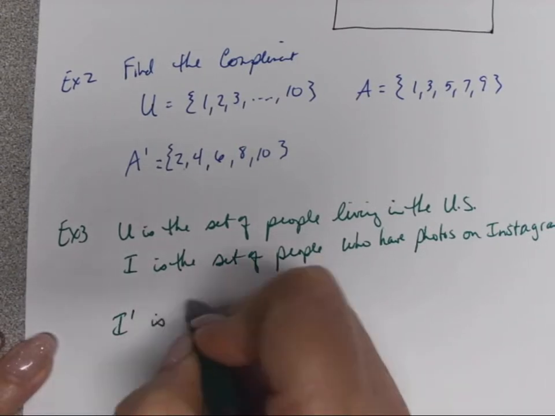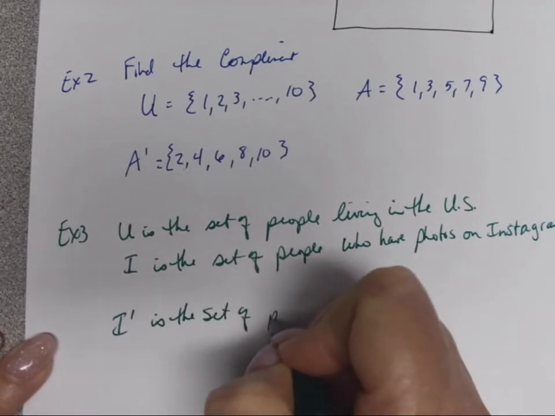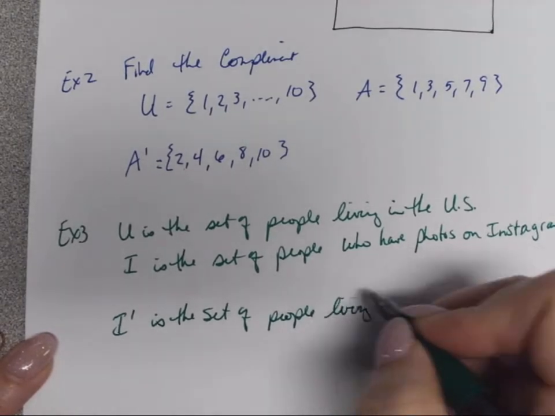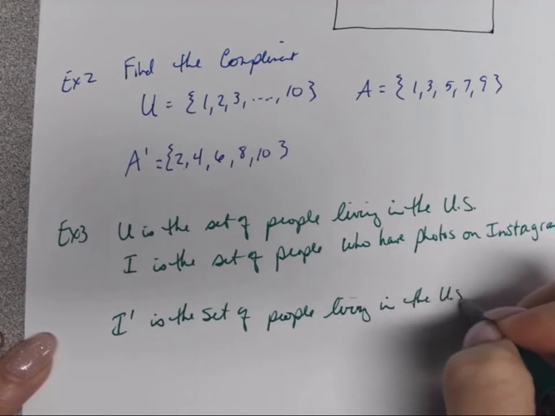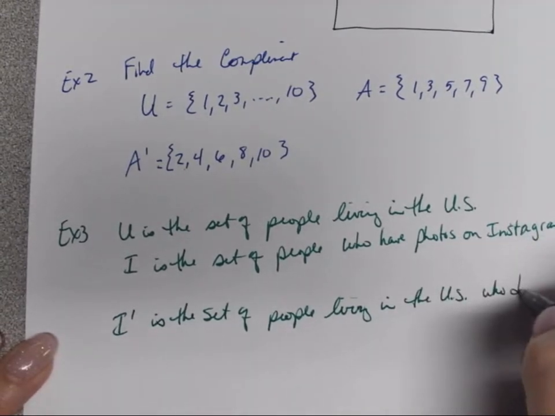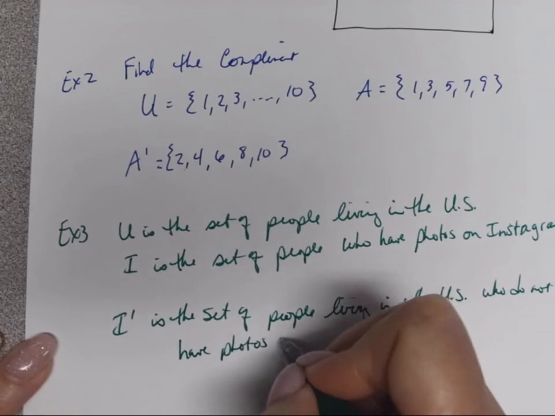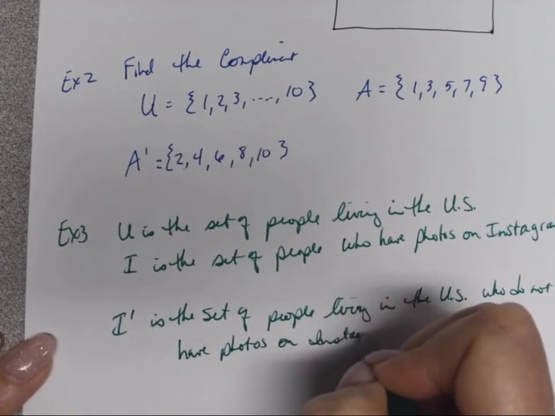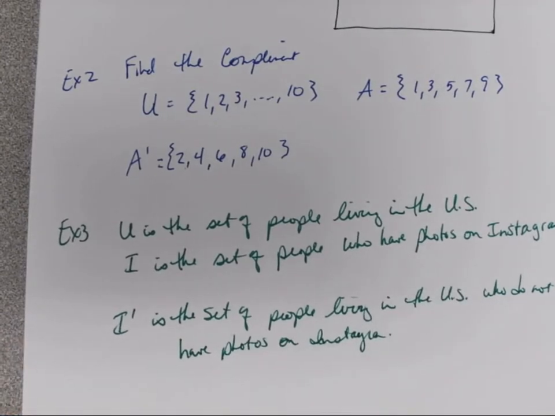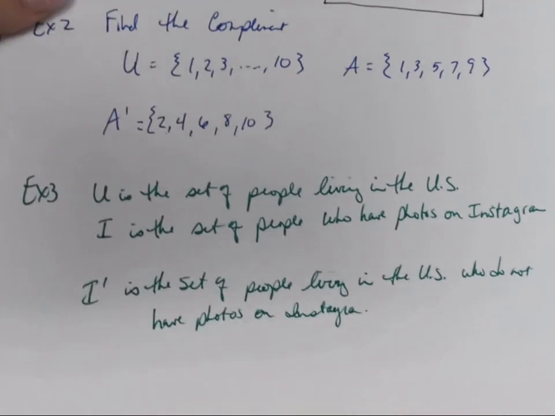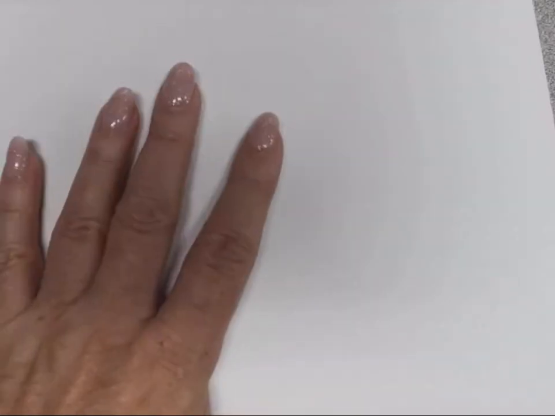So I complement is the set of people living in the United States who do not have photos on Instagram. Okay? So it's going to be all of those who aren't there, but you have to keep it in the set of your universal set. That's why we have to add that United States part, because our entire set is looking at people from the United States. All right, let's go to number 4.